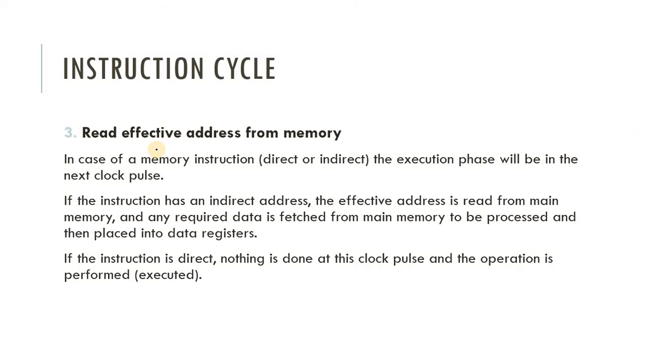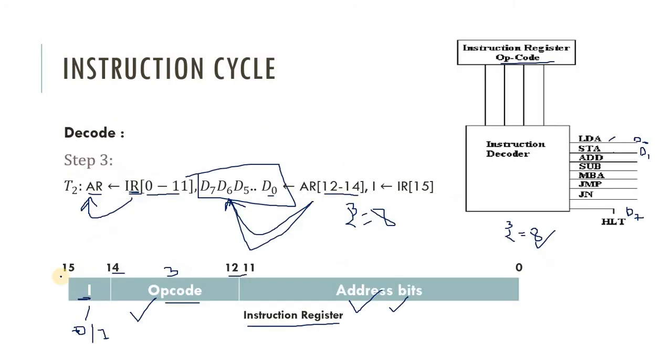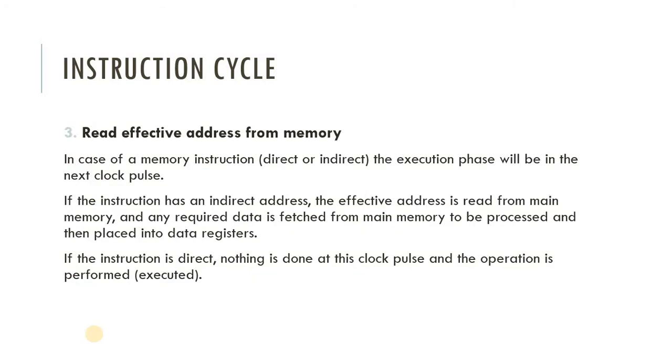After decoding the instruction, the next stage is to read the effective address from memory. Now this stage is optional. If your indirect bit is 0, we directly access the value from memory, but if the indirect bit is 1, we are using the indirect addressing method, and in it we have to reach the effective address in memory. In the case of a memory instruction, the execution phase will be in the next clock pulse, meaning the clock pulse will change from T3 to T4.